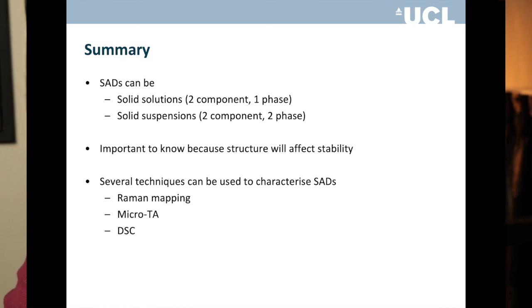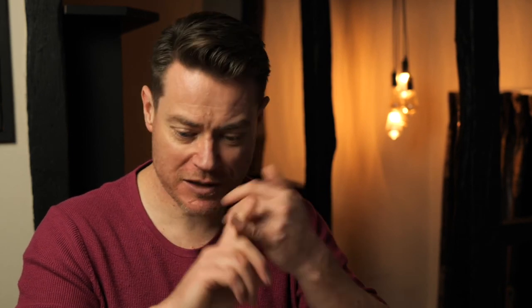What does this mean? It means we're at the end, and therefore I can summarise the things that you need to remember. Solid amorphous dispersions can be solid solutions or solid suspensions. Solid solution is 2 components, 1 phase, because the drug is molecularly dispersed. Solid suspension, 2 components, 2 phases, because 1 phase is polymer and 1 is drug. And you need to remember that the drug particles can be amorphous or crystalline. So there are 3 basic types of solid amorphous dispersion.